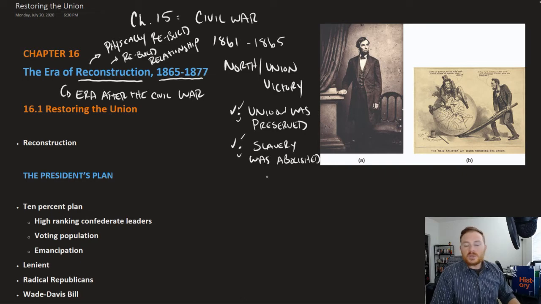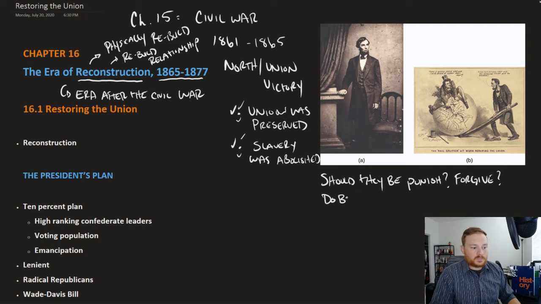So for example, when it comes to the Confederates or the rebels, one question during Reconstruction is, should they be punished? Right? Do you punish the South for what they did, or do you forgive for what they did? This will be figured out during the Reconstruction period. Slavery is abolished, but do blacks, now emancipated, have equal rights as whites? This question would have to be answered during Reconstruction.